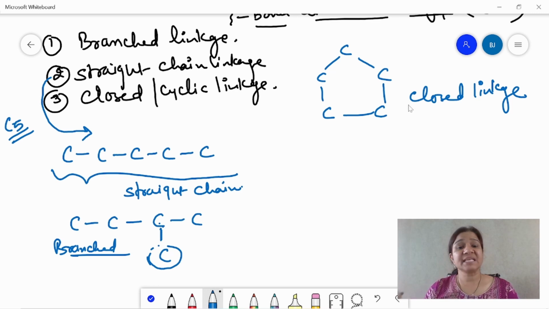Now, keeping these linkages in mind, in my next video I will discuss isomers. I will also discuss the IUPAC naming of compounds and how to write the possible structures if the formula is given to you.